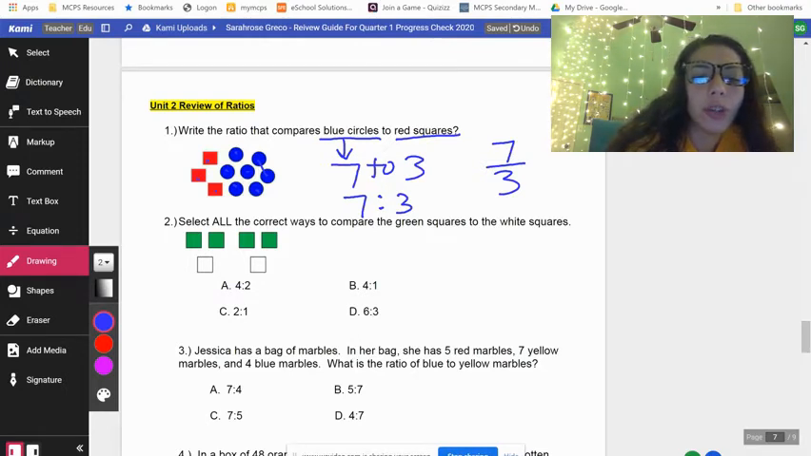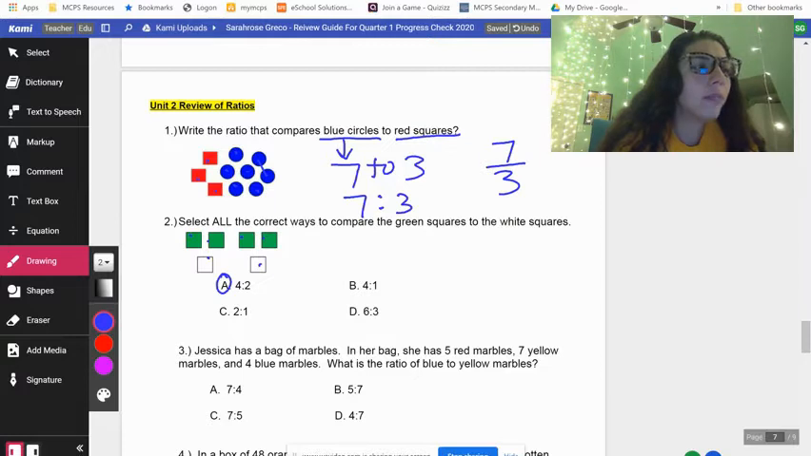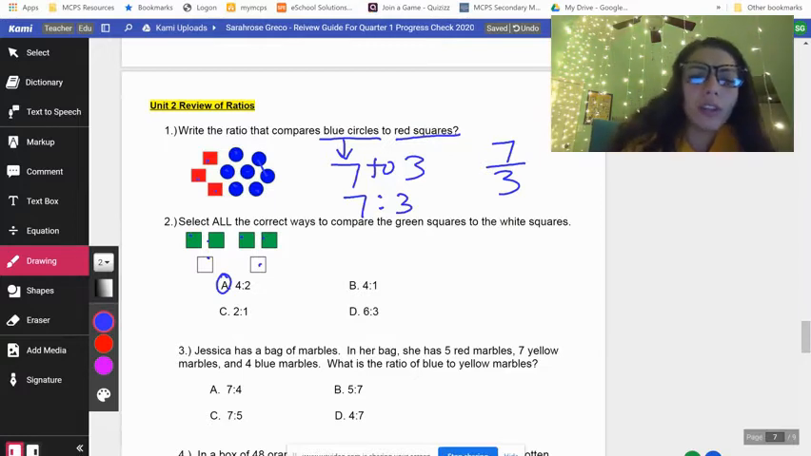So 4 to 2, there's 4 green and there's 2 white. A works. B, 4 to 1. There's 4 green and there's not 1 white, and there's nothing 1 to compare it to, so B is out. If we look at C, 2 to 1, if I focus on just one part, I could say 2 green and 1 white. C works.